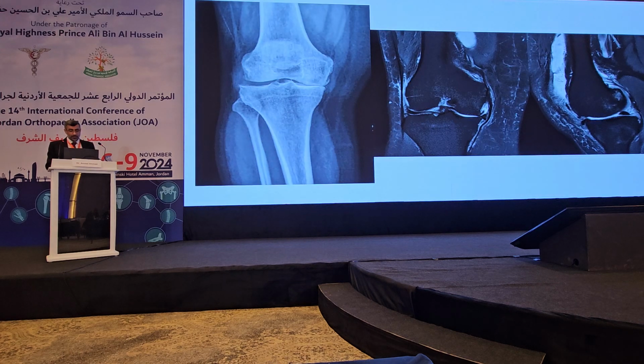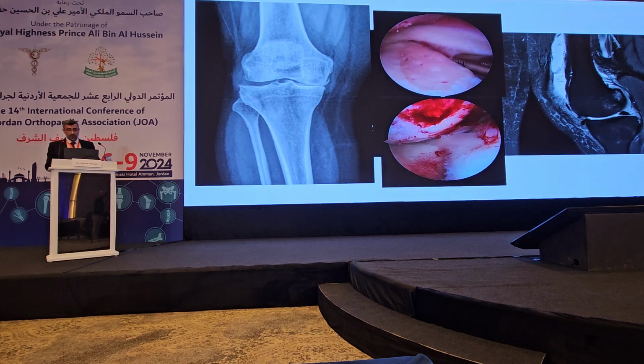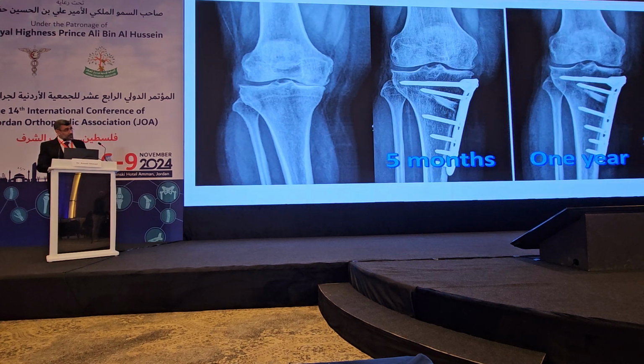Look, this is another case. She's around 50 years old. She has extruded meniscus, advanced osteoarthrosis. She refused the idea of joint replacement. What we did: mobilize the meniscus, reduce it, and do osteotomy. And look, after 5 months and 1 year. So osteotomy has a major role in treatment of these patients.